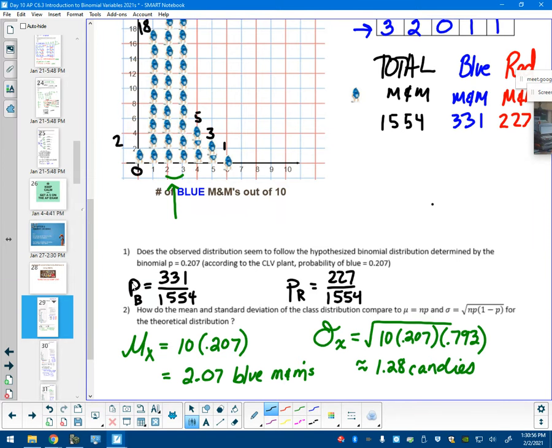331 divided by 1554 is 0.2129. So this is 0.213. And it's supposed to be 0.207, so that's not terrible. And for red it's supposed to be 0.131. That's what they claim at the Cleveland plant.